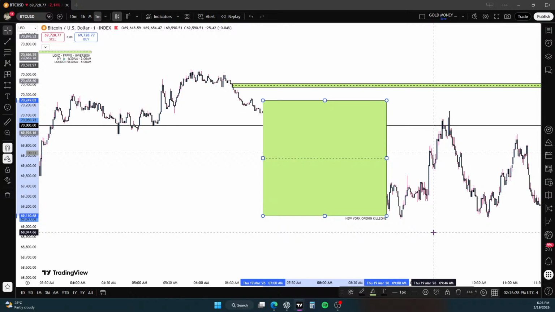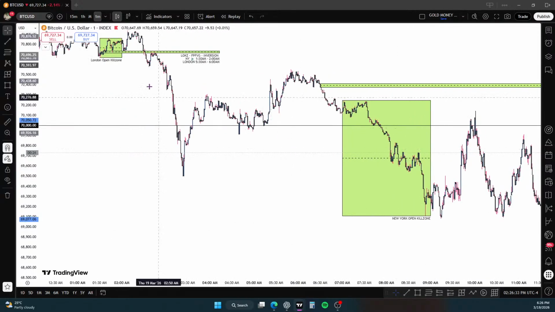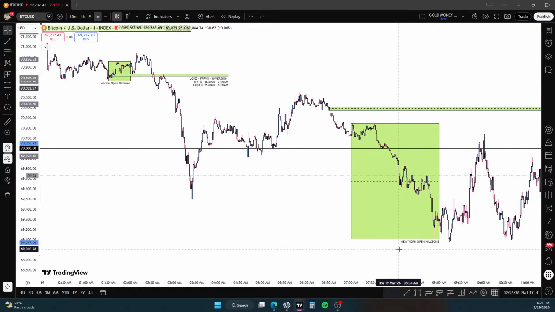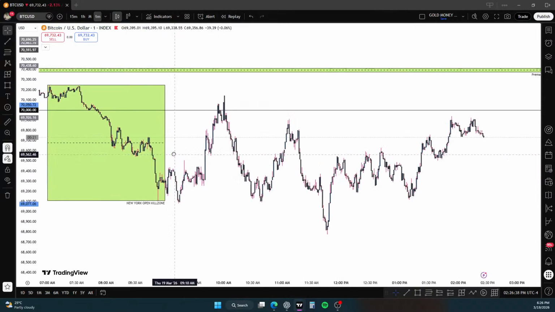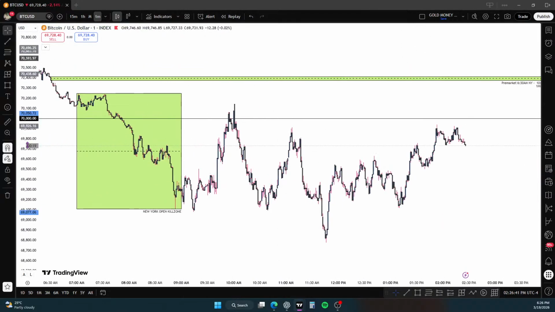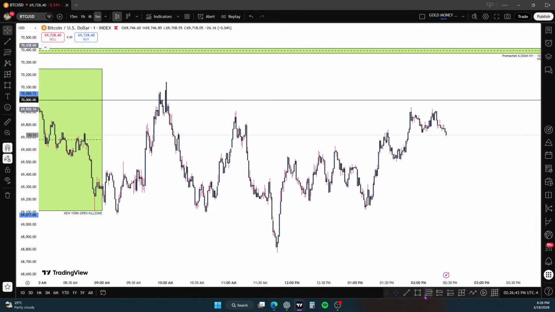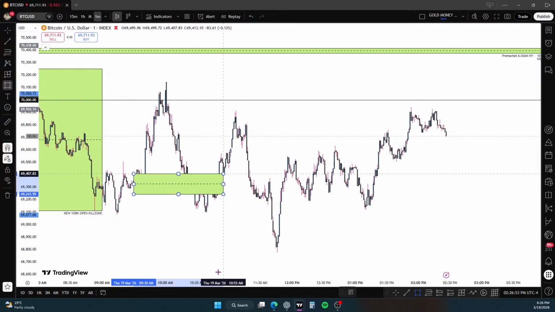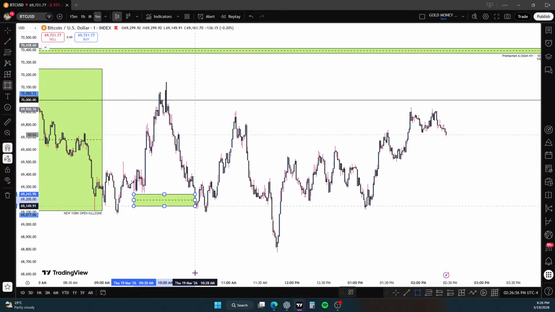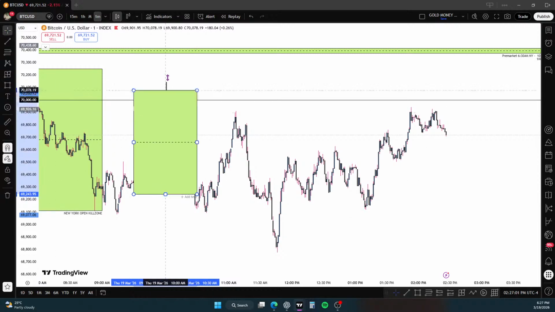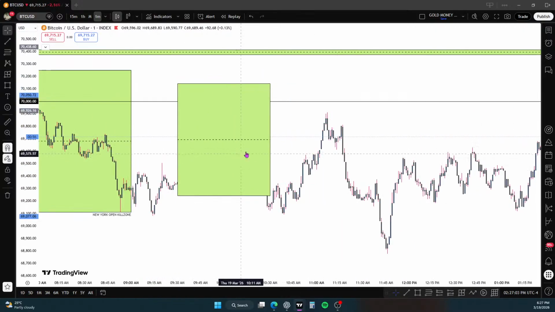Just like London has its London open kill zone, New York also has its New York open kill zone. But then if you know anything about futures, you'll know that regular trading hours starts at 9:30. So anything before 9:30 is electronic trading hours. In the opening range, which is the first hour, or it might be 30 minutes, this here is what I was told to outline.